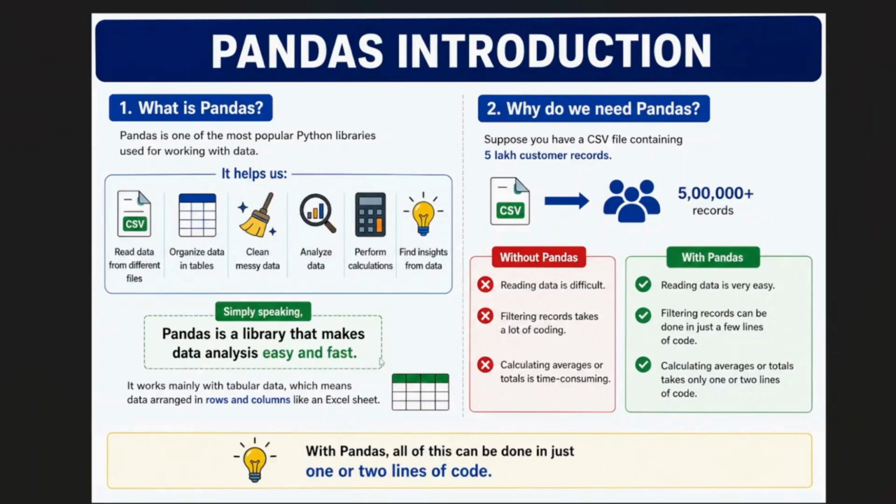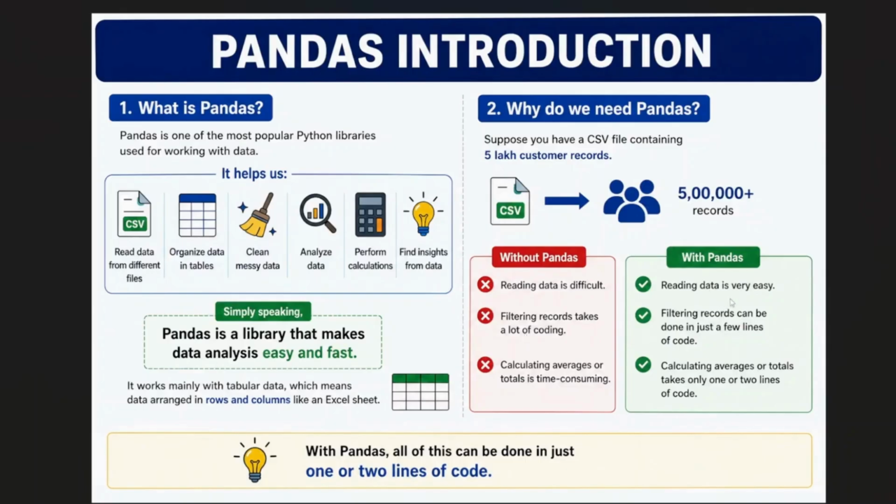Basically, it works mainly with tabular data, which means data arranged in rows and columns like an Excel sheet. So why do we need Pandas? Suppose you have a CSV file containing 5 lakh customer records. That is a huge data set, right? Without Pandas, reading data will be difficult. Filtering records will take a lot of coding. Calculating average or total will be very time consuming, right?